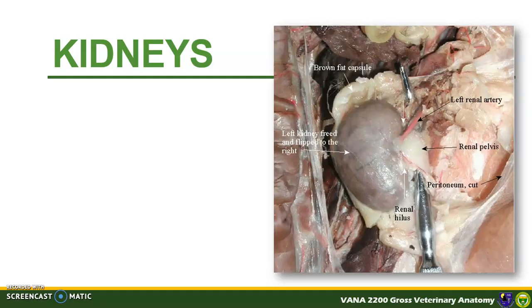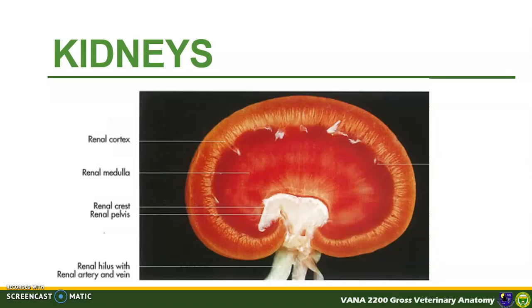Here is another slide showing the gross appearance of the kidney in situ, meaning in place. The perirenal fats are a mass of protective fat surrounding the kidney and holding it in its place. You will see in the actual specimen that fats are surrounding the kidney.